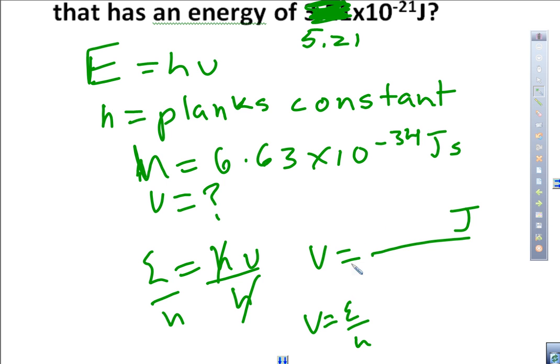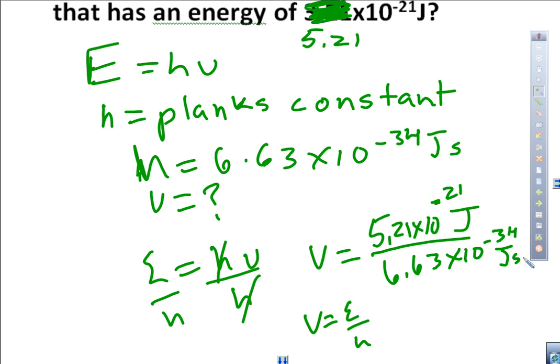Okay, change the numbers up. 5.21 times 10 to the what? Negative 21. Now what goes on bottom? 6.63 times 10 to the negative 34 joule seconds. Now what cancels out? The joules. All right. Anybody hazard a guess as to what the exponent is going to be?